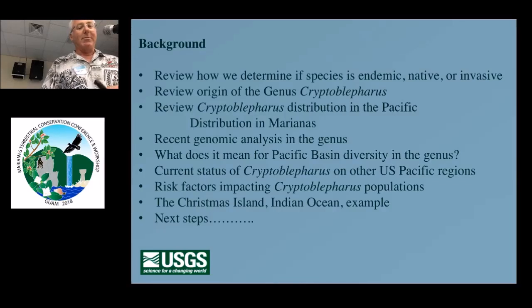Recent genomic analysis we've done, our recent genetics work, like what John showed, but for Cryptoblepharus: what does that tell us about diversity within the genus in the Pacific Basin, and then the current status of Cryptoblepharus within other U.S. parts of the Pacific. What are some of the risk factors affecting Cryptoblepharus? And then I'm going to talk about this Christmas Island example that, like John alluded to, for the extinctions that have been going on there, and what can we learn from that, and next steps.